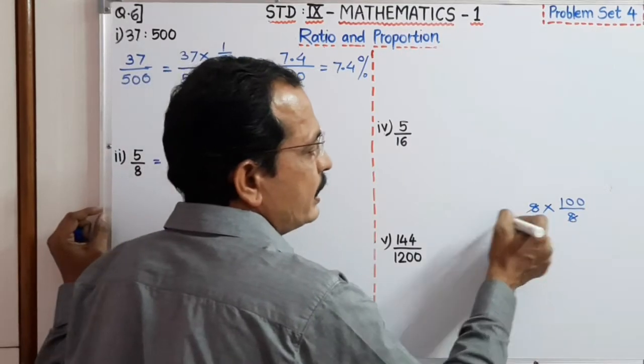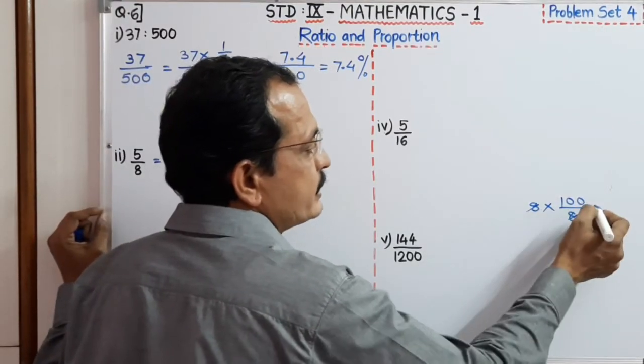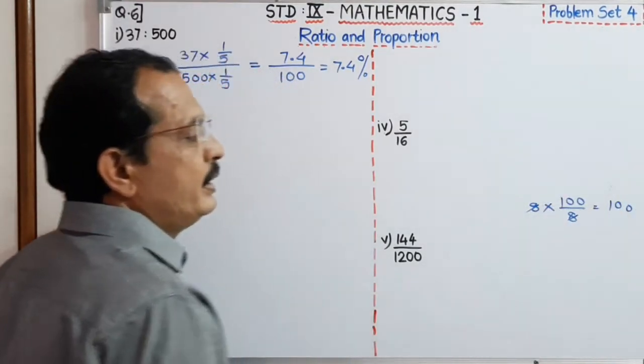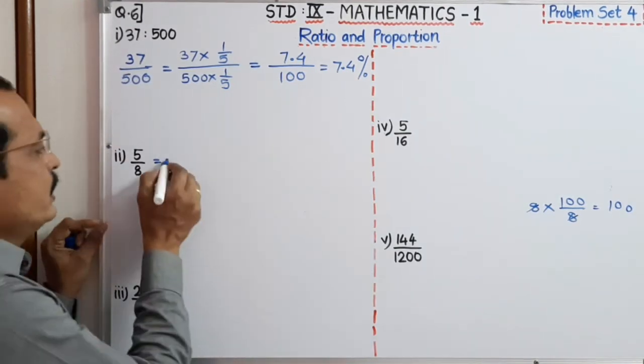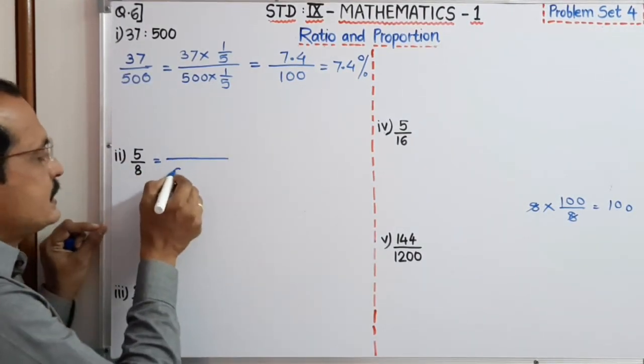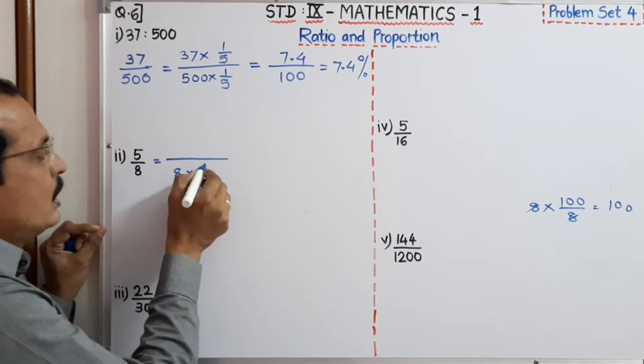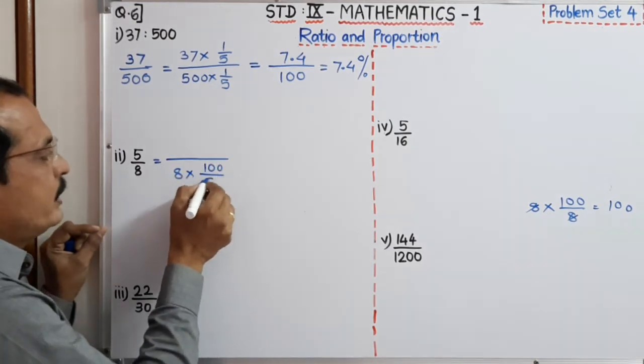This 8 gets cancelled, we get here 100. That means, see dear student, it is a simple way. It is 8 into 100 upon 8.